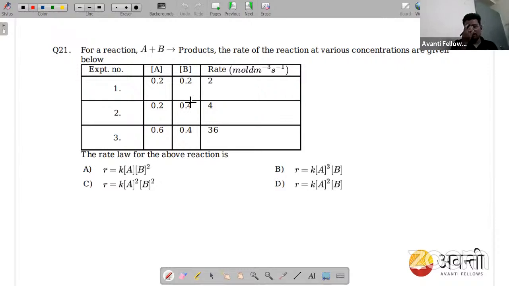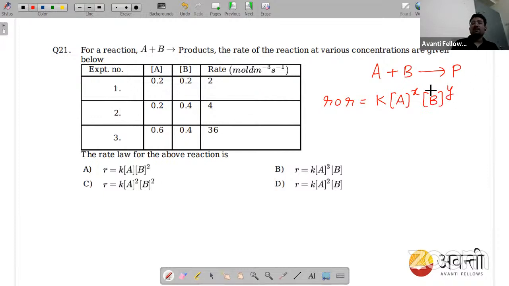for the above reaction. Now see here, we are given A plus B gives product. For that we can write rate of reaction equal to K, concentration of A to the power X, concentration of B to the power Y. Now we are given three experiments. Experiment number 1, our rate is 2. We can put rate as 2, K is K, A is 0.2 to the power X, and B is 0.2 to the power Y.